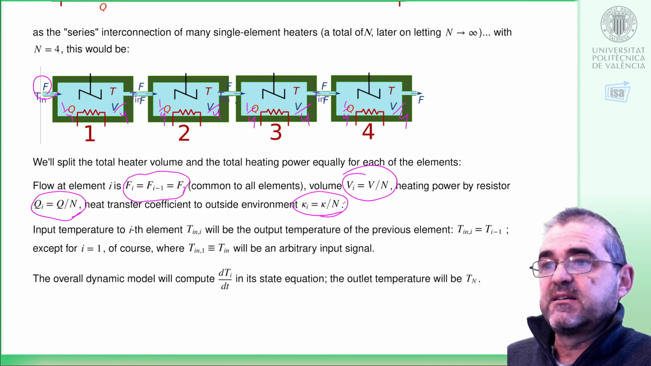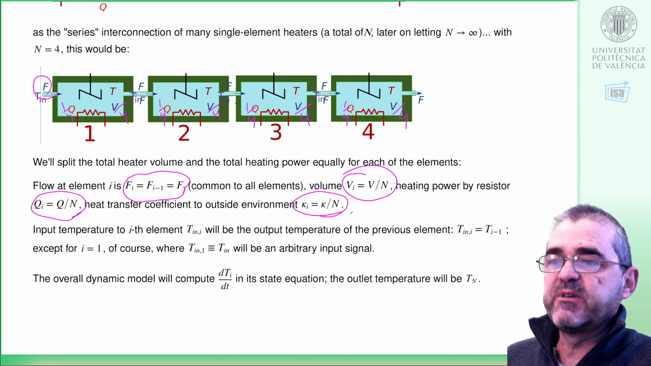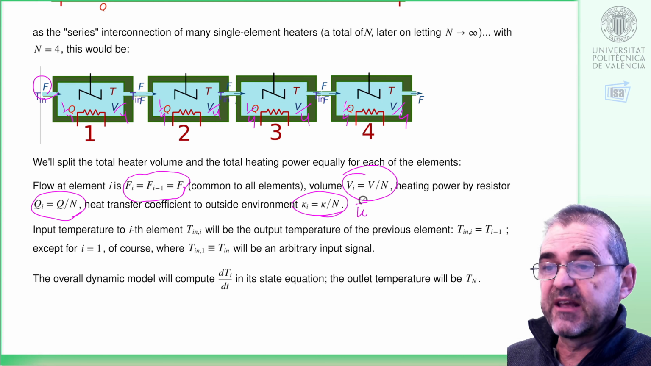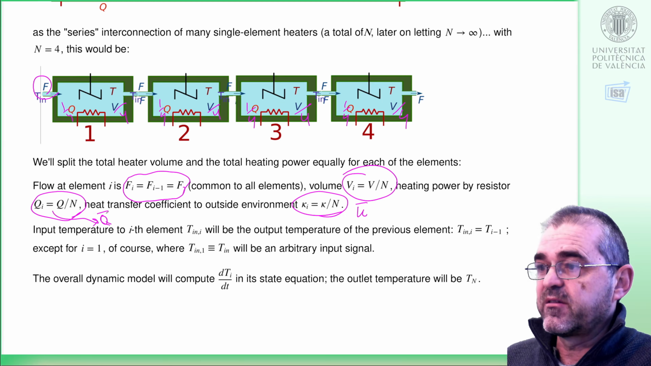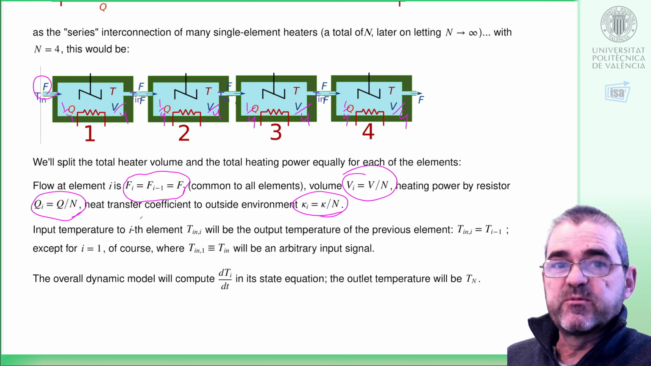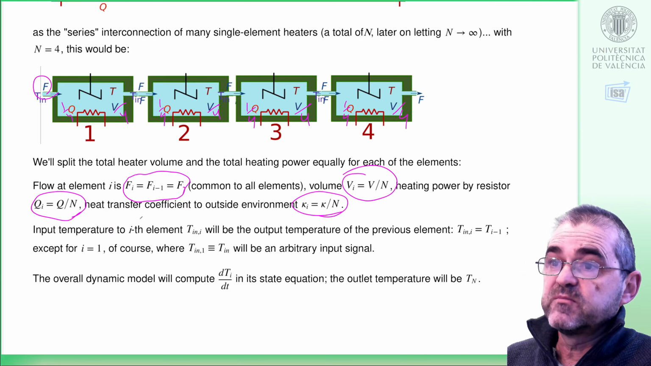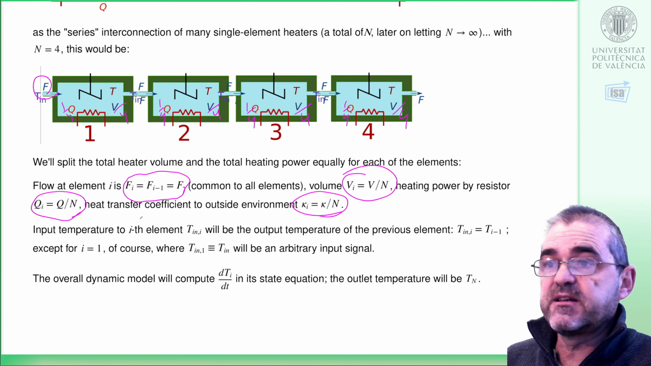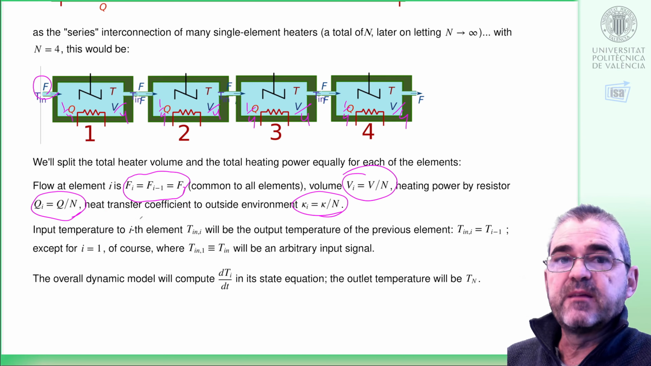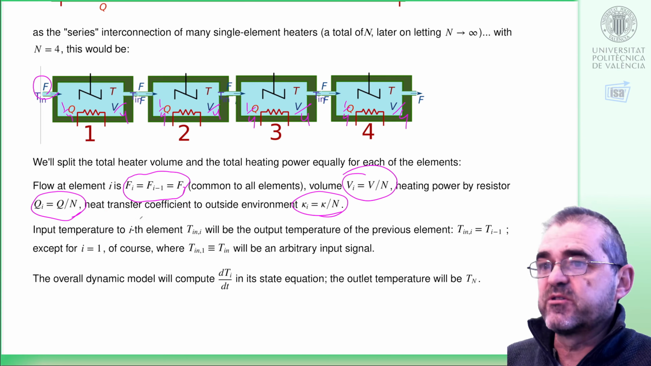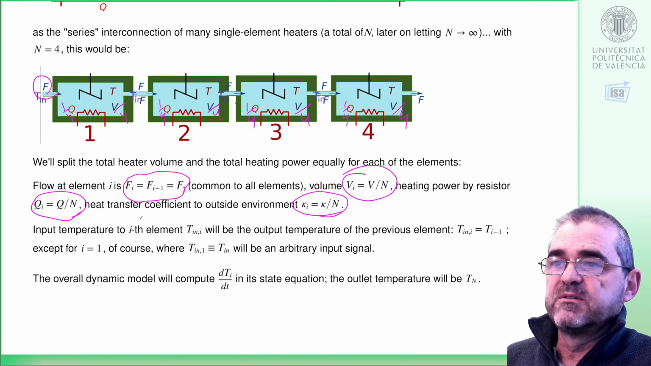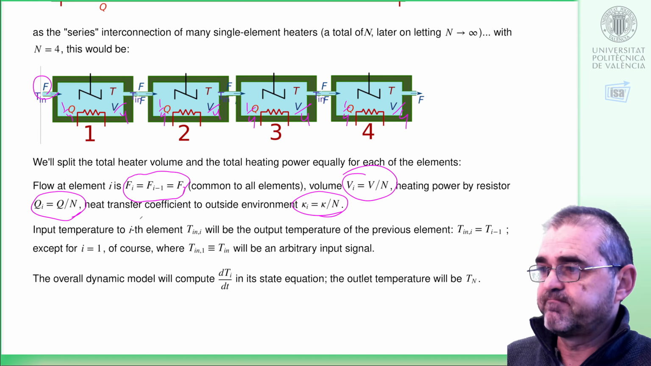Of course, that's kind of messy, and we will later on introduce some heat loss per unit length, bar kappa, and heating power per unit length, bar q. Conceptually, we are splitting the things into 4, 8, 16, 100, 1 million elements, but we need some changes of notation in order to take limits when n tends to infinity.